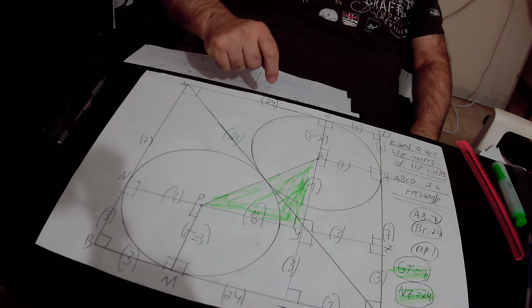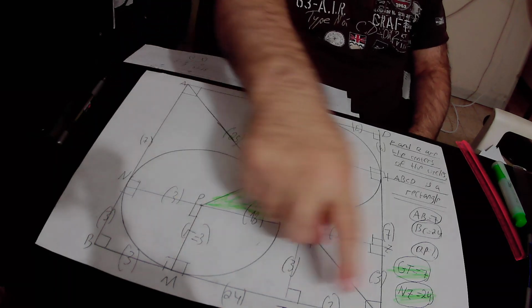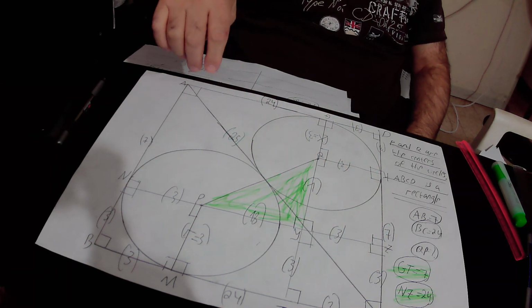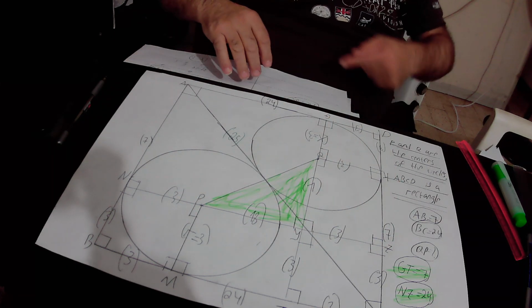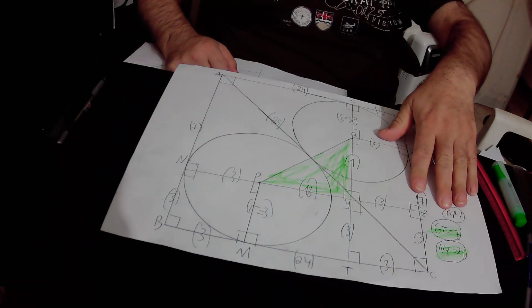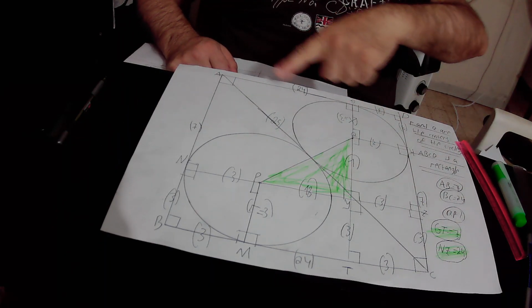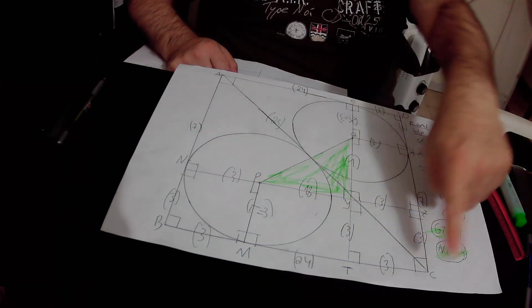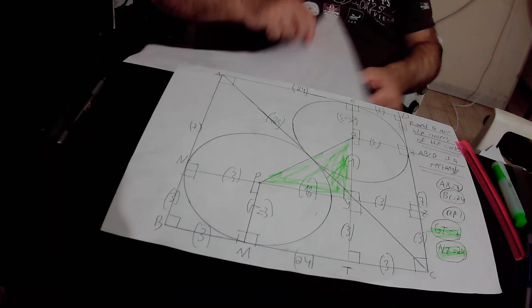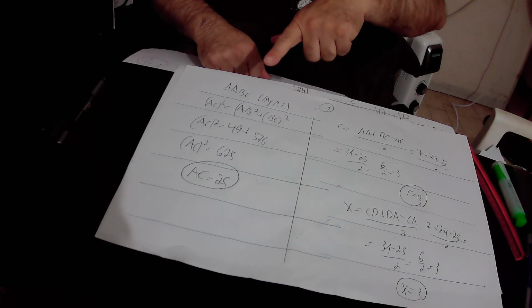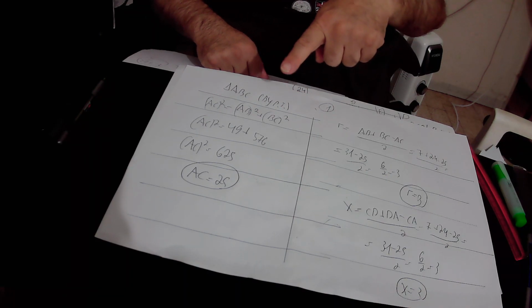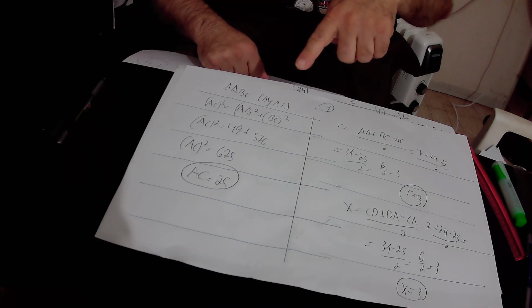Then we focus on the right triangle ABC, and we implement the Pythagoras theorem on it. According to the Pythagoras theorem in the right triangle ABC, AC square equals AB square plus BC square. Repeating again: in the right triangle ABC, by PT, the abbreviation for Pythagoras theorem, AC square equals AB square plus BC square.